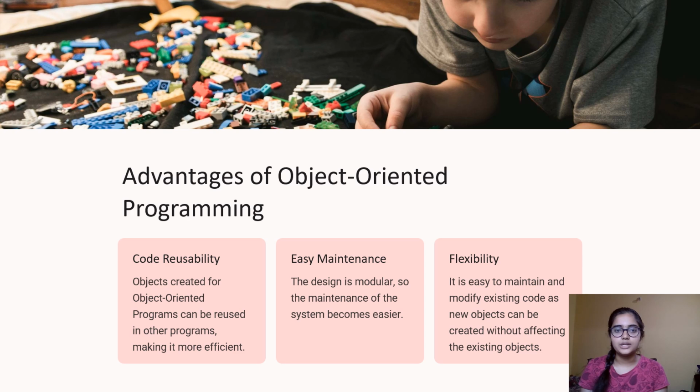Now let's learn the advantages of object-oriented programming. Code reusability: objects created for object-oriented programs can be reused in other programs, making it more efficient. Second is easy maintenance. The design is modular, so the maintenance of the system becomes easier. And third is flexibility. It is easy to maintain and modify existing code as a new object can be created without affecting the existing object.